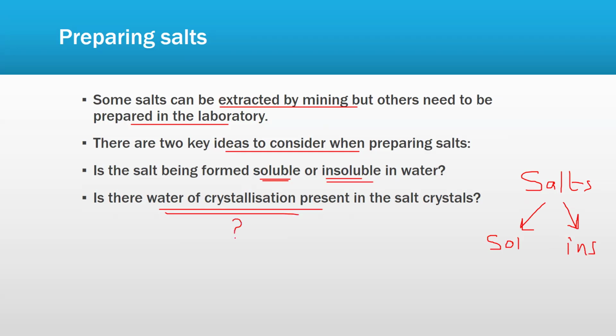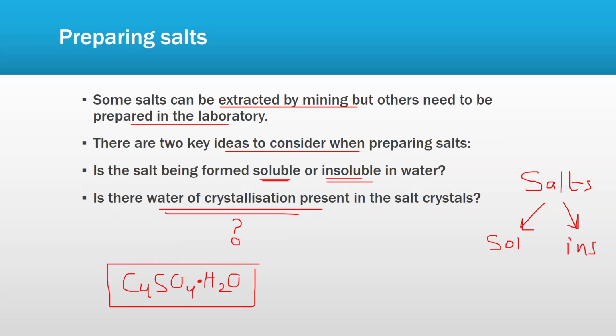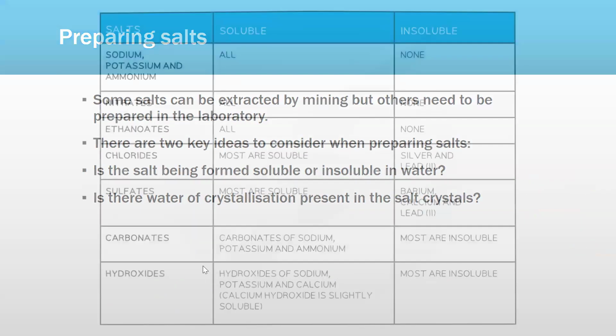What is this water of crystallization? For example, एक salt है मेरे पास, copper sulfate. This is copper sulfate salt without water. अगर यहाँ पे एक dot copper sulfate dot H2O लिखा हो, what does this represent? This is hydrated copper sulfate. What does hydrated mean? It has water in it. और इस चीज को हम कहते हैं water of crystallization that is present in the copper sulfate crystals.